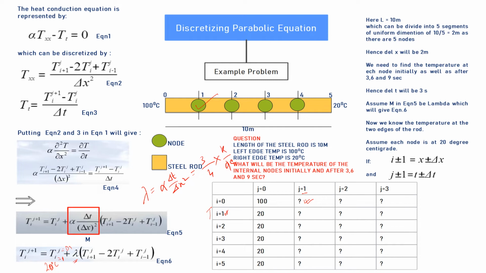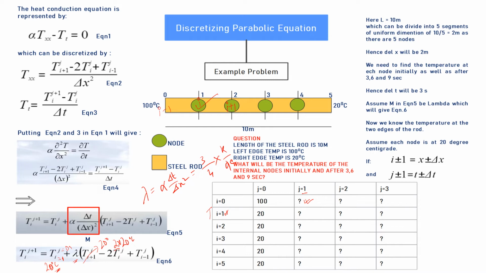Now, what is the value of T i plus 1? I plus 1 means this is your i, this is your i plus 1, this is your i minus 1. So this i plus 1 will actually be 20 degrees centigrade because we have assumed at the beginning that all these nodes are at 20 degrees centigrade at the initial time. So here 2 T i j, we have already calculated, 2 into 20 degrees centigrade because this T i j is 20 degrees centigrade as per our assumption.